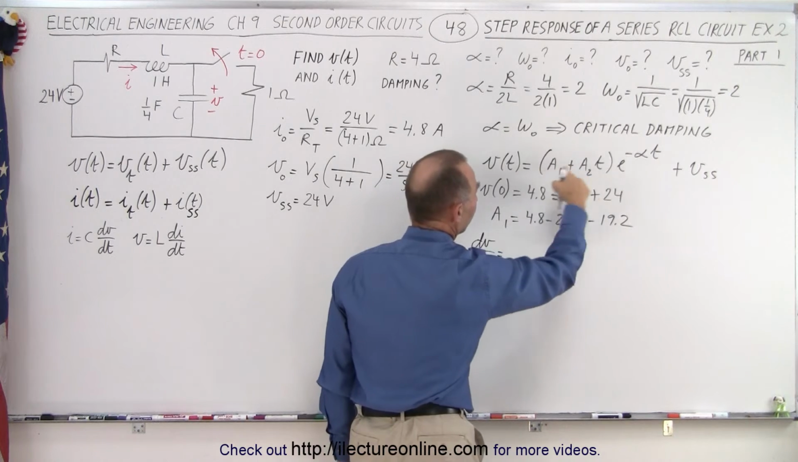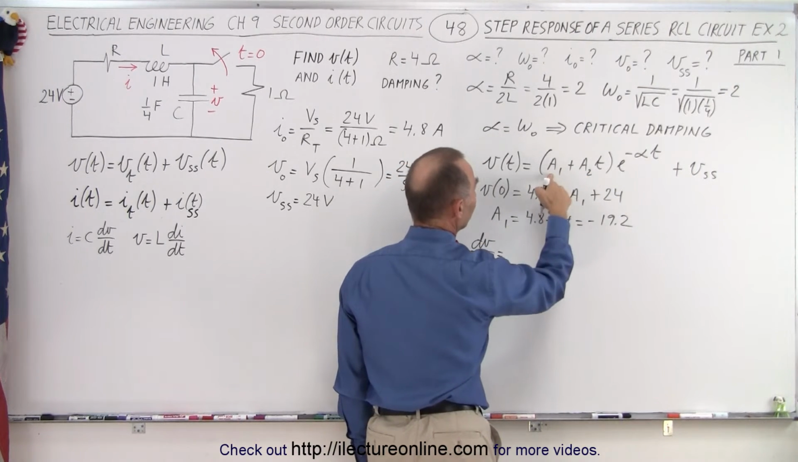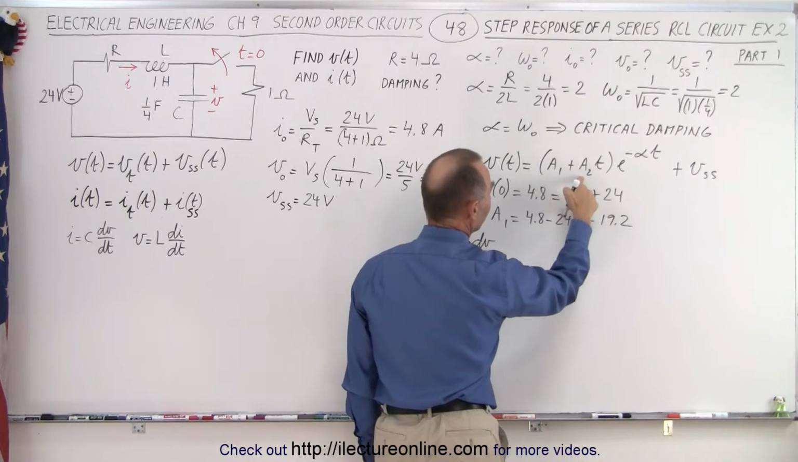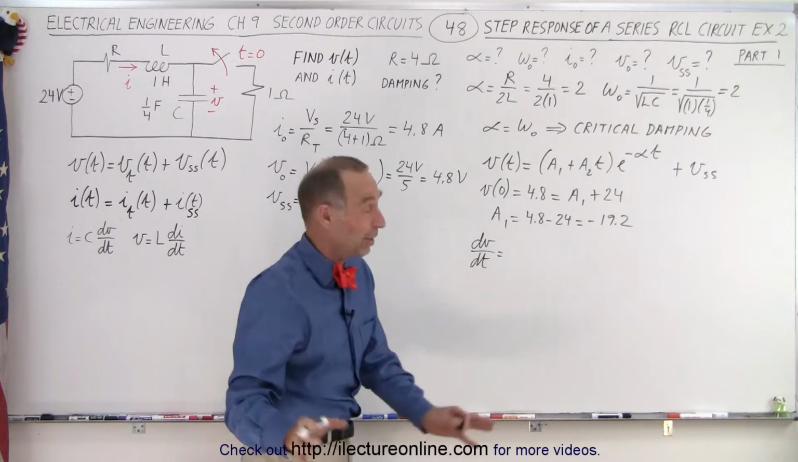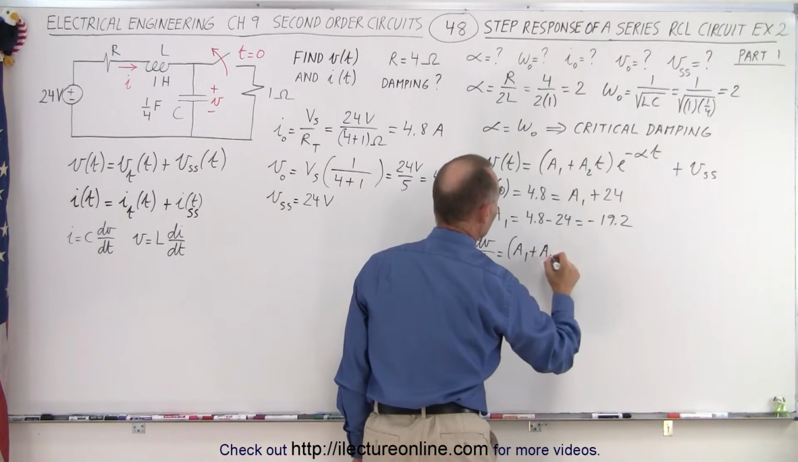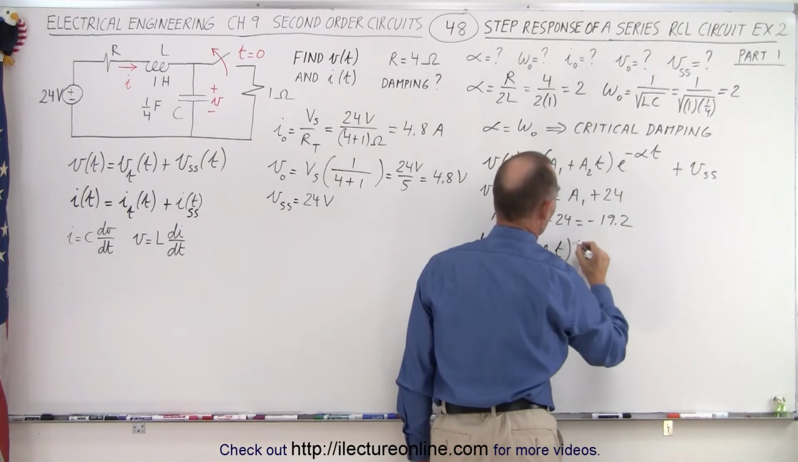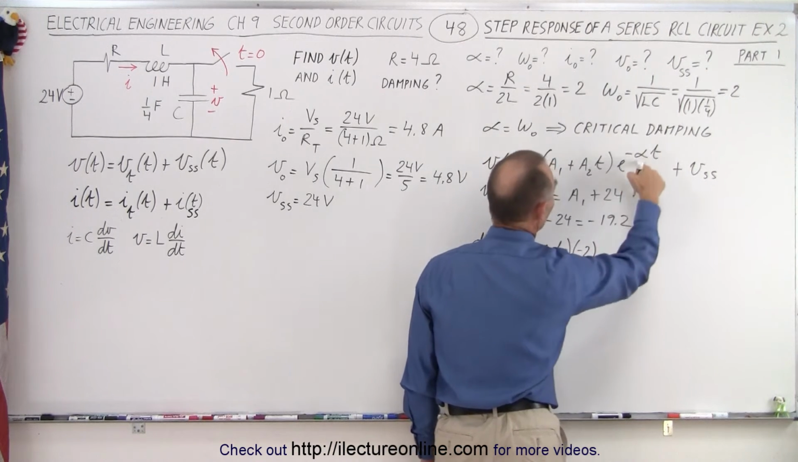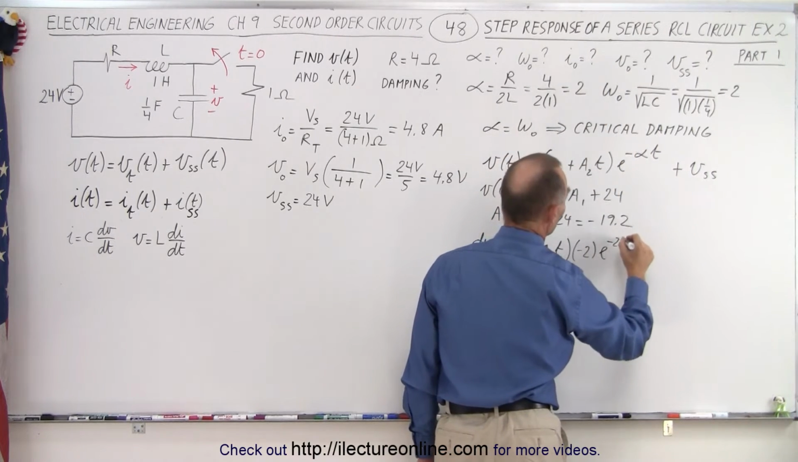So dV/dt is equal to the derivative of this. In this case, the derivative of this is of course 0. The derivative of this is going to be, well, let's see here. We have a product. We have to use the product rule here. So we take the first, A1 plus A2 times t, times the derivative of the second, which is minus 2, because alpha is equal to 2. So we have minus 2 times e to the minus 2t.